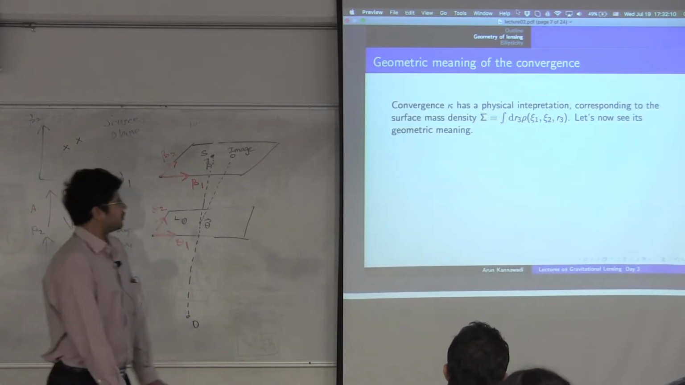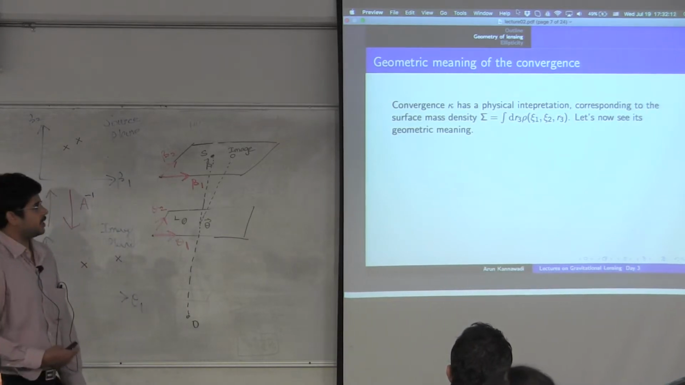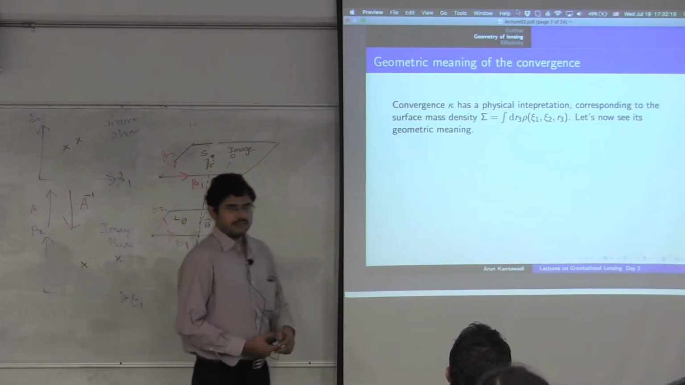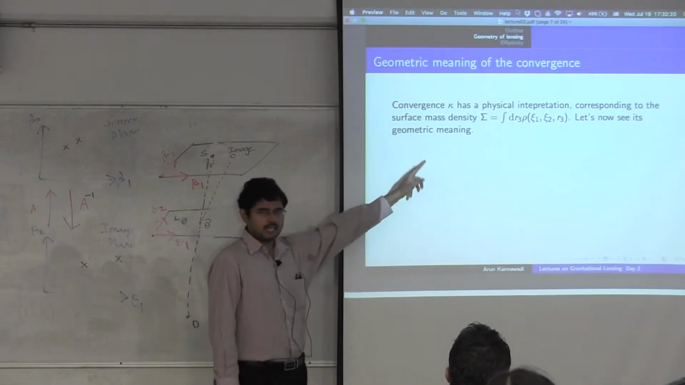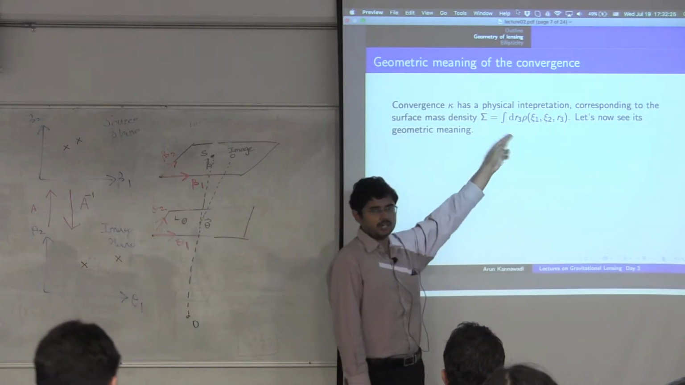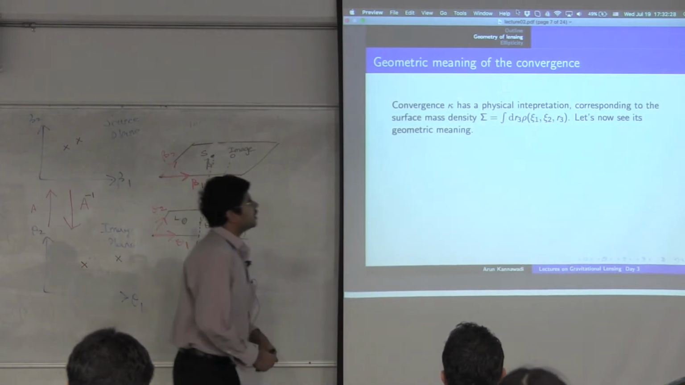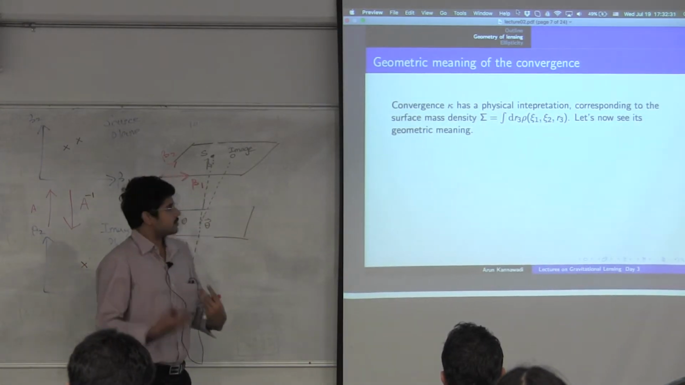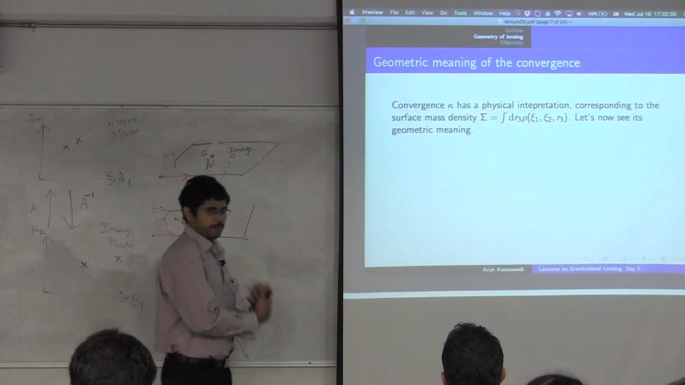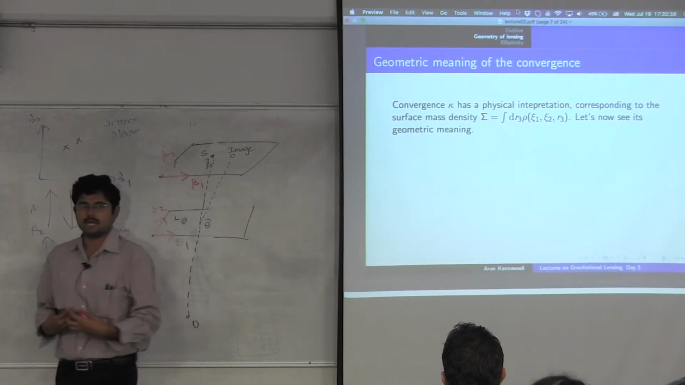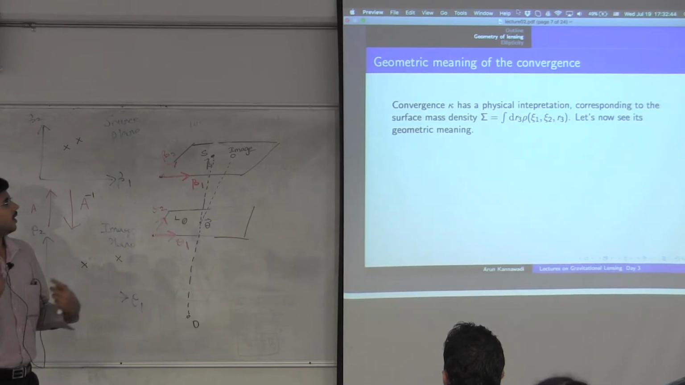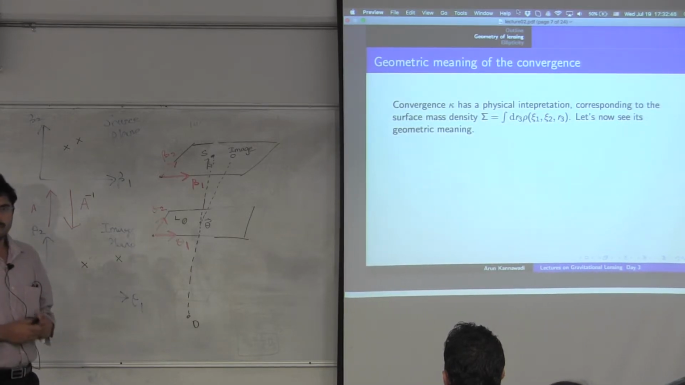We've talked for the past 2 days about what kappa means, its physical interpretation. It has to do with the surface mass density, which is the actual 3-dimensional mass density but projected, or integrated, along the line of sight. By now you should know what kappa represents: this 2-dimensional mass density. And you've all been asking, how do I interpret gamma 1 and gamma 2 in a similar way?